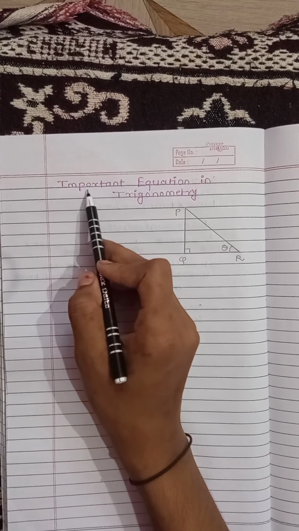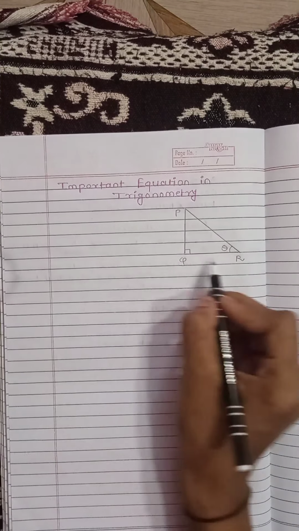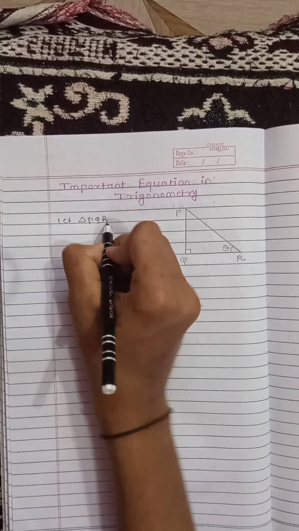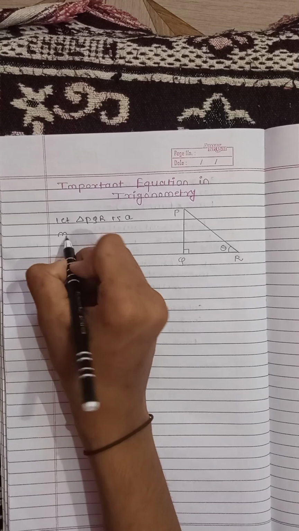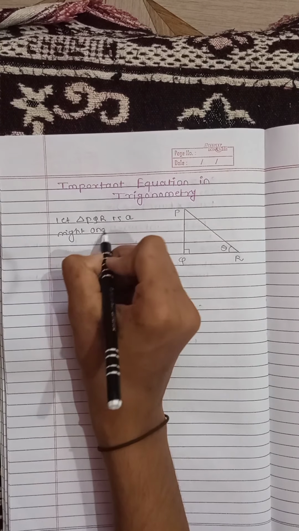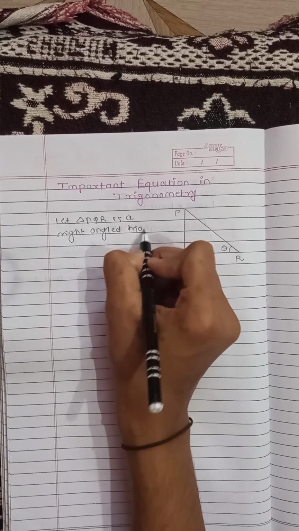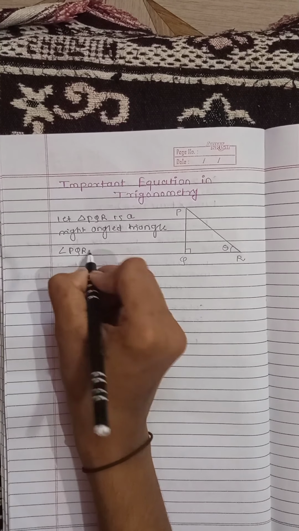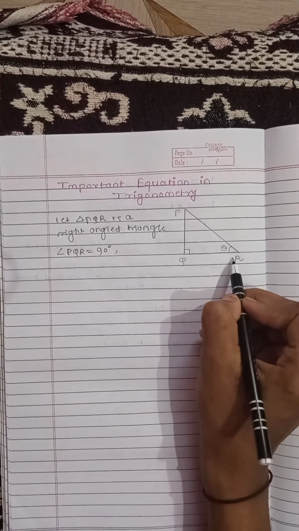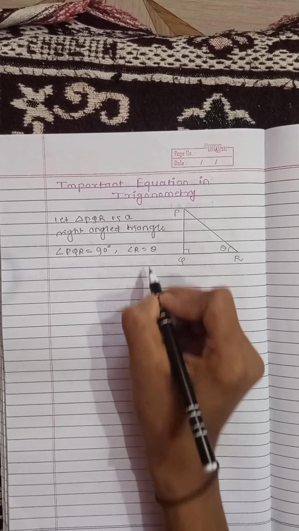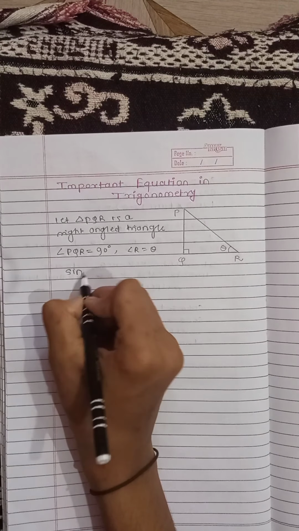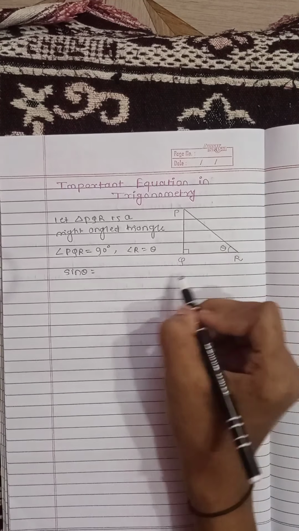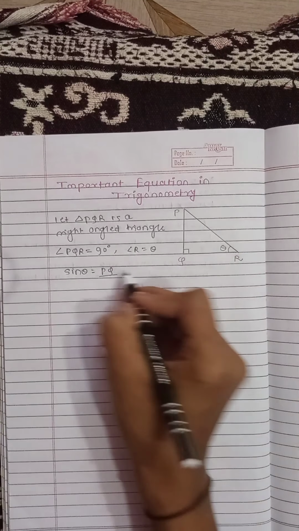Now the second topic is the important equations in trigonometry. Let PQR be a right angle triangle. The angle PQR is equal to 90 degrees and angle R is equal to theta. Now we find the value of sin theta. Sin theta is equal to opposite upon hypotenuse. The opposite is PQ upon hypotenuse PR.